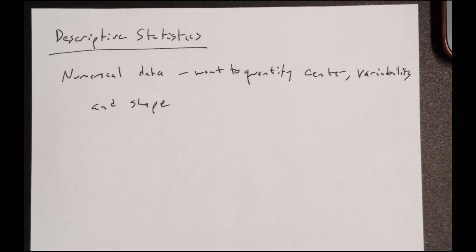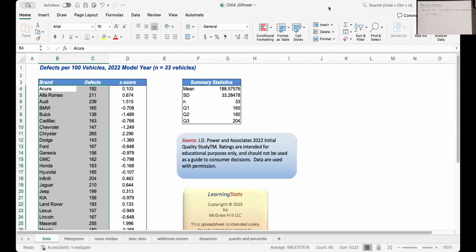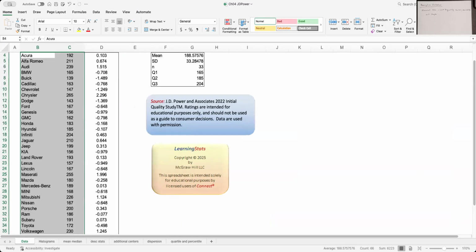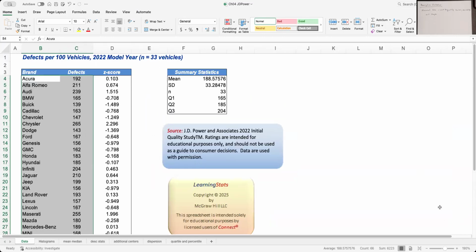Here's an example. J.D. Power, the automotive statistical analysis group, analyzed 2022 models of 33 different vehicles and determined the number of defects per 100 vehicles. Now, a defect in this case could be anything from a paint chip to a major engine problem. So defect here is a very broad category.